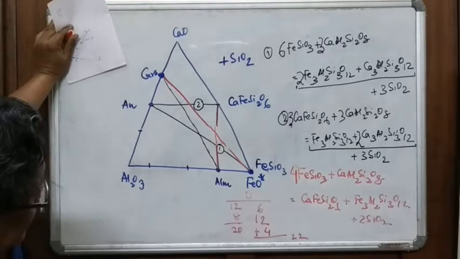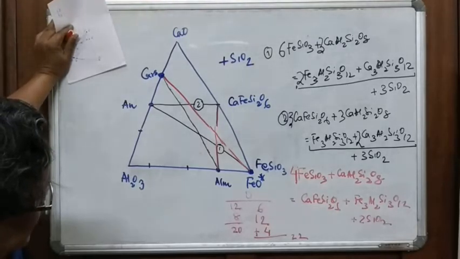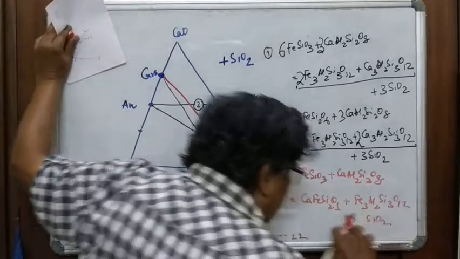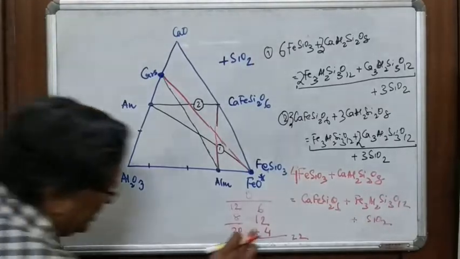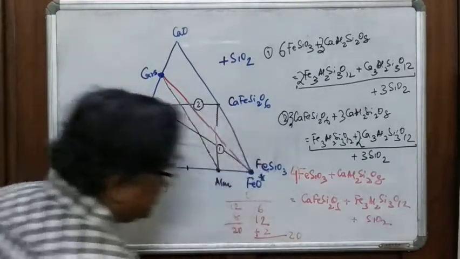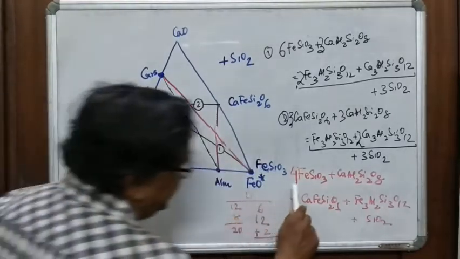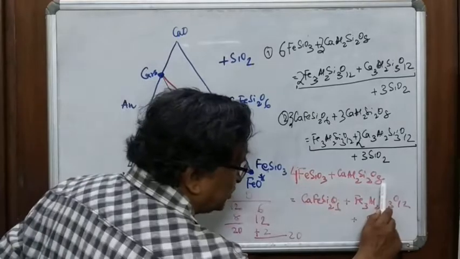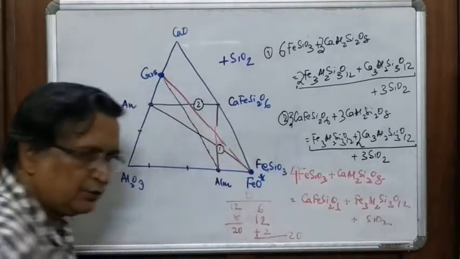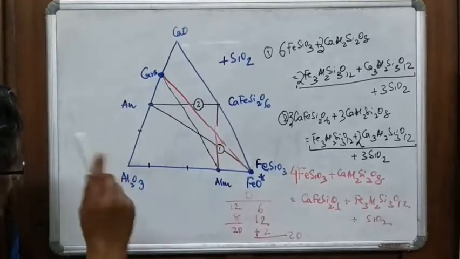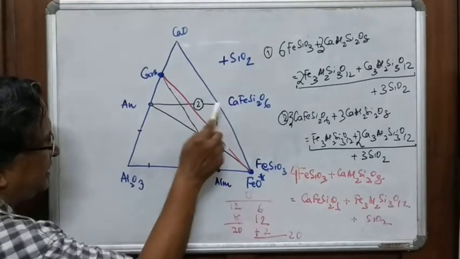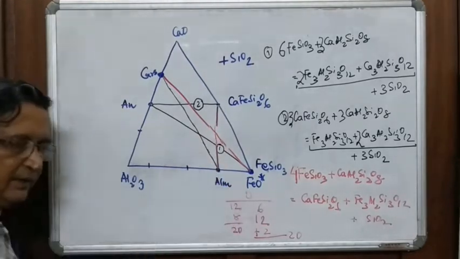Silicon, have I overdone it? 4 silicon plus 2 silicon, 6 silicon. It should be a SiO2. So this should be plus 2, in which case this should be 22. So the reaction is 4 FeSiO3 plus an anorthite molecule gives diopside plus garnet plus SiO2. That's the reaction. So what is this reaction? Ferrosilite plus anorthite gives you diopside plus almandine.